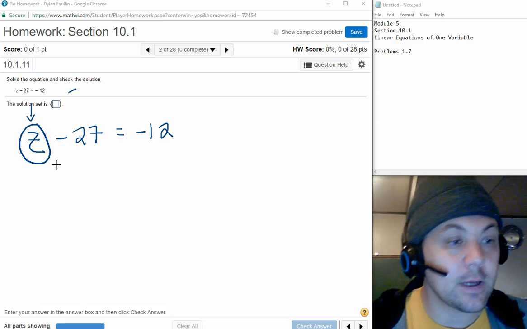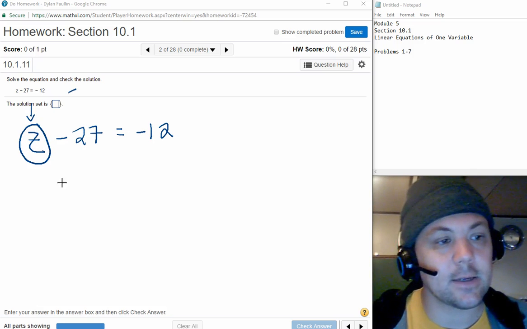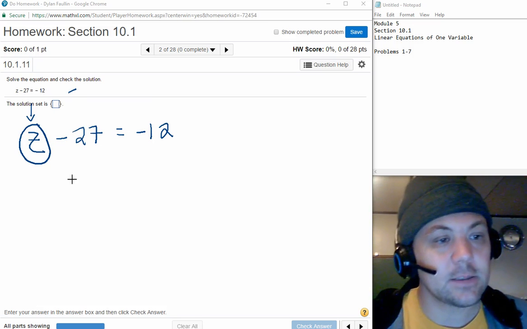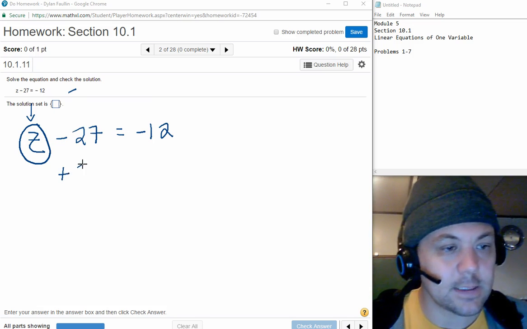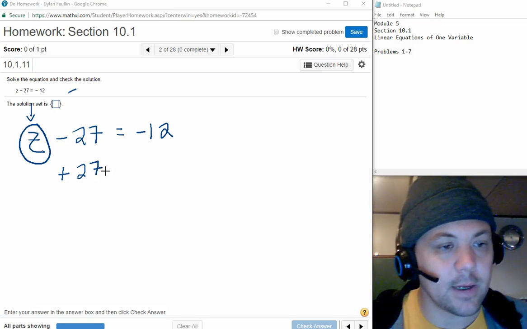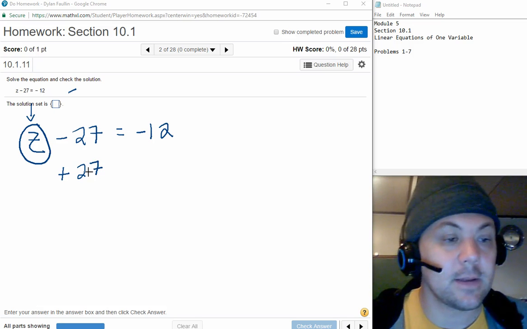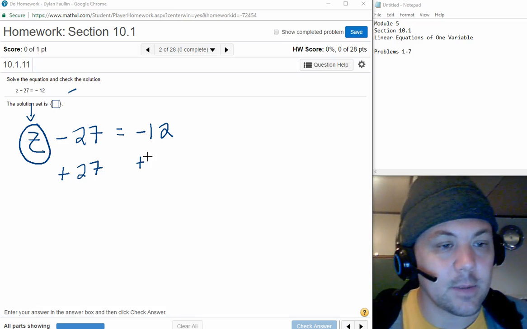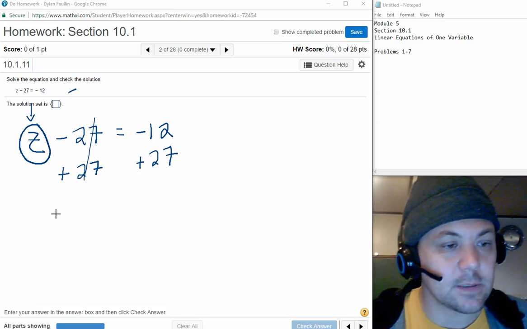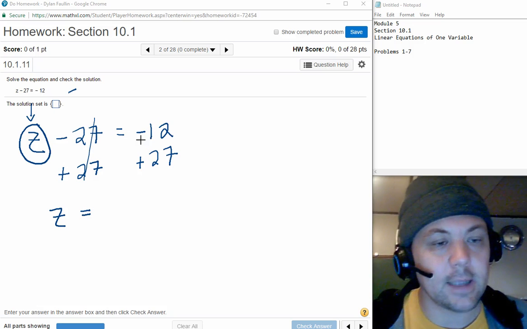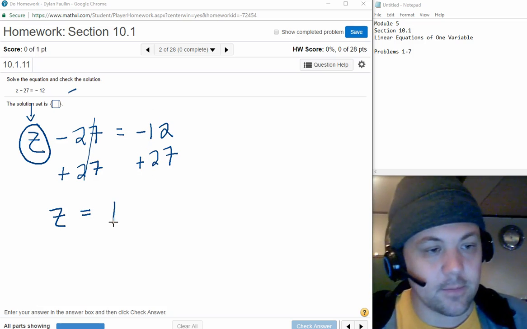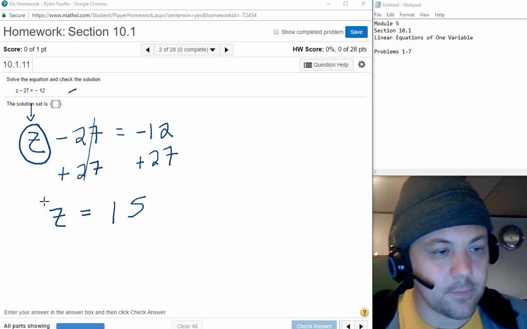The way I'll get the equation to tell me the answer is to get z by itself on the left-hand side of the equation, which means I need to get rid of the minus 27 here by adding 27. I'll do the inverse operation. The reverse of minusing 27 would be to add 27. If I do that to the left-hand side, I must do the same thing to the right-hand side. The 27s will cancel each other out, so we'll only have z on the left-hand side. And on the right-hand side, we have negative 12 plus 27, which will be positive 15.